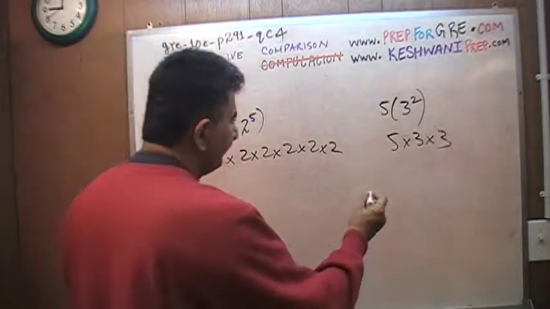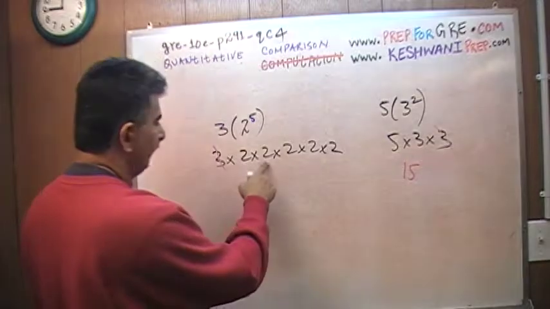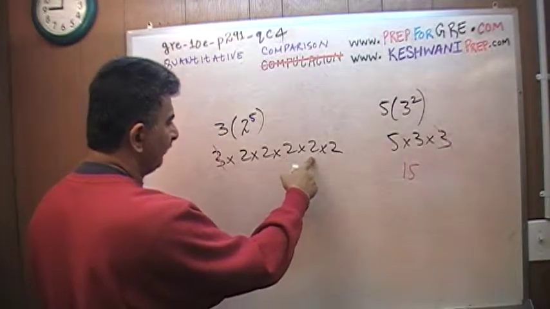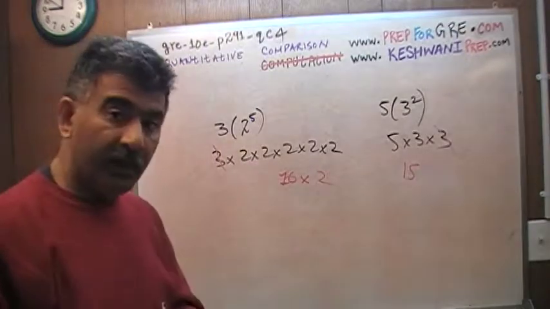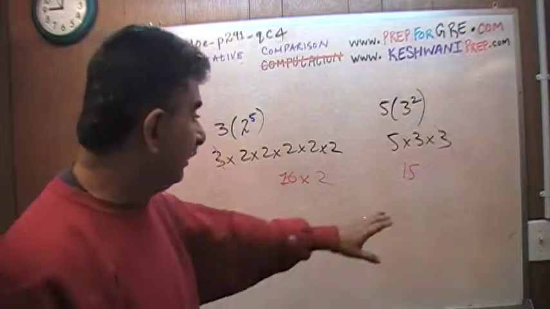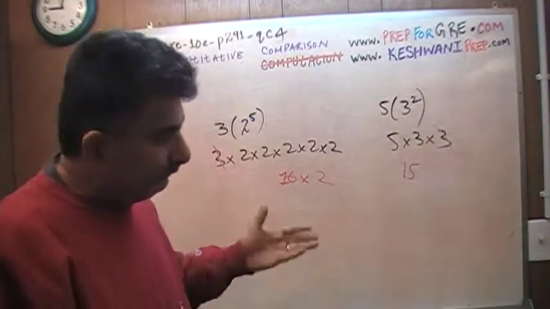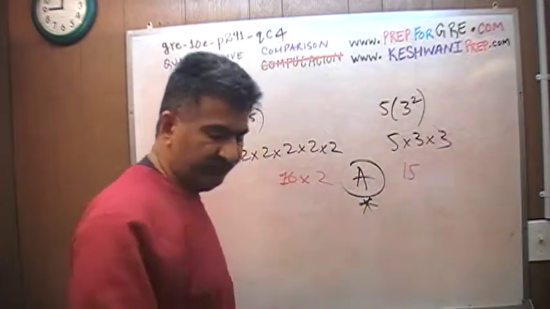So basically this is 15. And here, 2 times 2 is 4, 4 times 2 is 8, 8 times 2 is 16. Oh, there you go. I don't know if you can handle it or not, because this is a very complicated problem now. Can you tell me which quantity is bigger, 15 or 16 times 2? That's all. As I told you, this is a very simple problem.